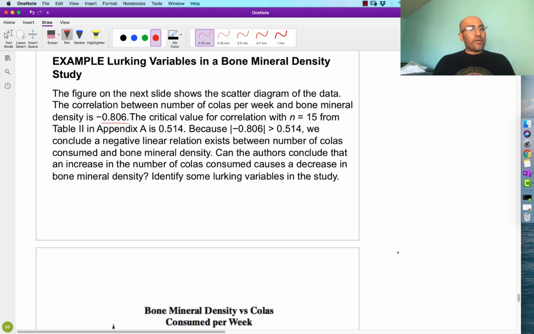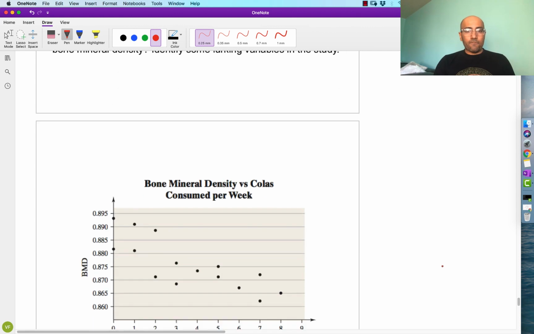Good? But we cannot conclude causality. We cannot conclude that one causes the other. We can just conclude that they're correlated to each other. Of course, there could be other lurking variables that maybe are driving both.